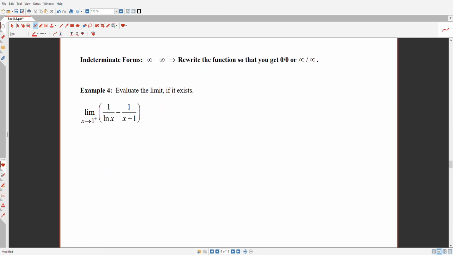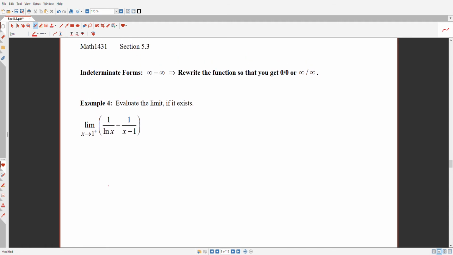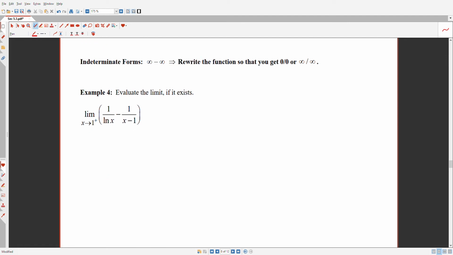Here's another tricky form. If you plug in and you get infinity over infinity, then you can use L'Hopital's rule. If you plug in and you get infinity minus infinity, then you can rewrite this formula so that you can turn it into, again, a previous one, 0 over 0 or infinity over infinity.